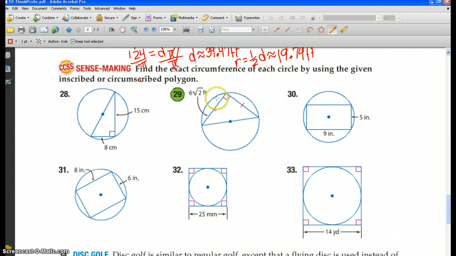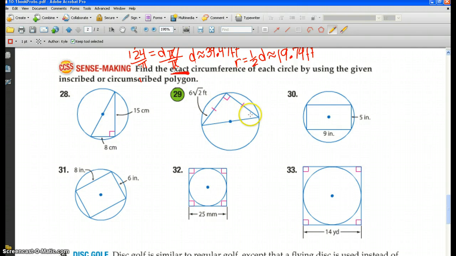For number 29, find the exact, keyword exact. So we're going to leave our answer in terms of pi, or we're going to leave radicals in our answer if they show up. We don't want to have any rounded irrational numbers. Well, I'm sorry, pi is an irrational number, but we don't want to round our irrational numbers. So find the exact circumference of each circle by using the given inscribed or circumscribed polygon.